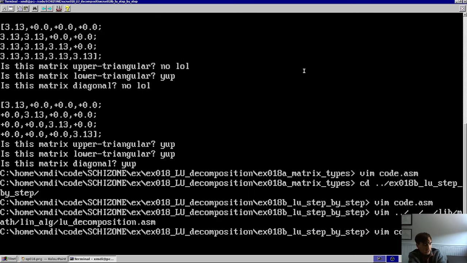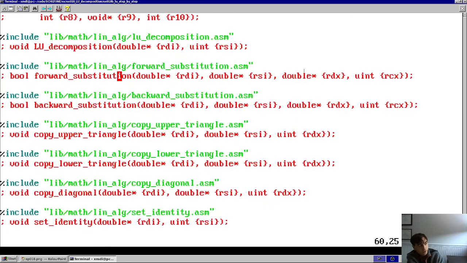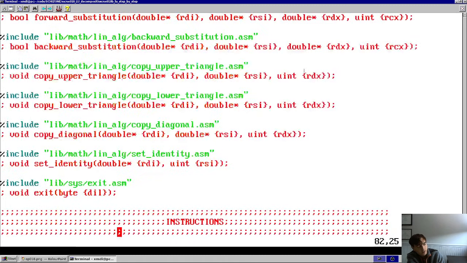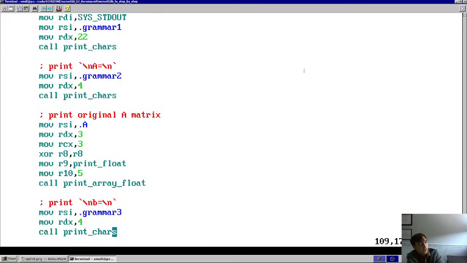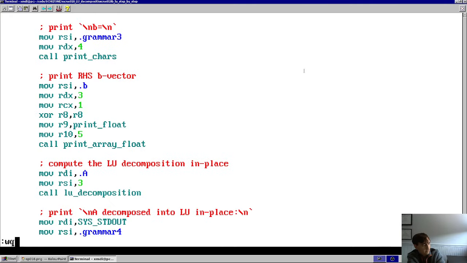If we take a look at the code again, we have that include, and we also have some functions to implement forward and backward substitution. We have some functions to just copy things around and make an identity matrix just for the sake of step-by-step. So how does this work? Let's run it.